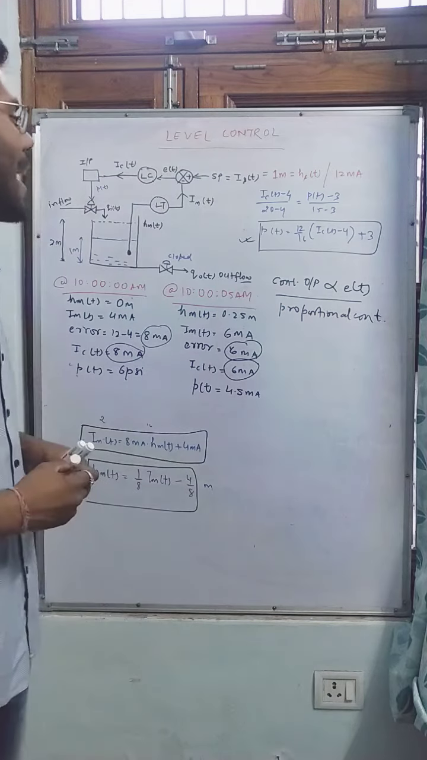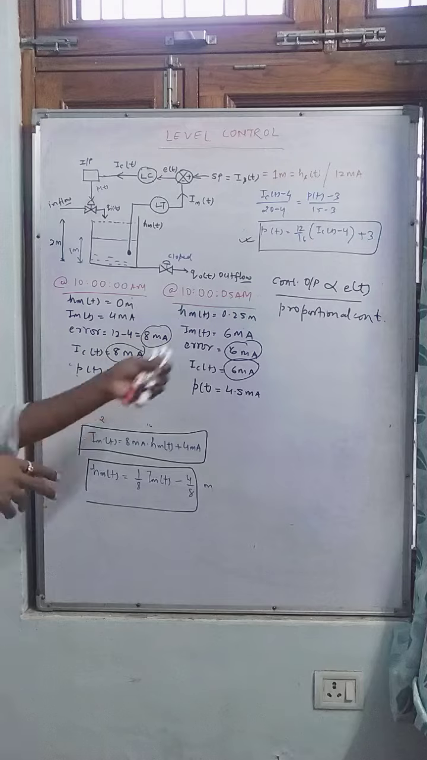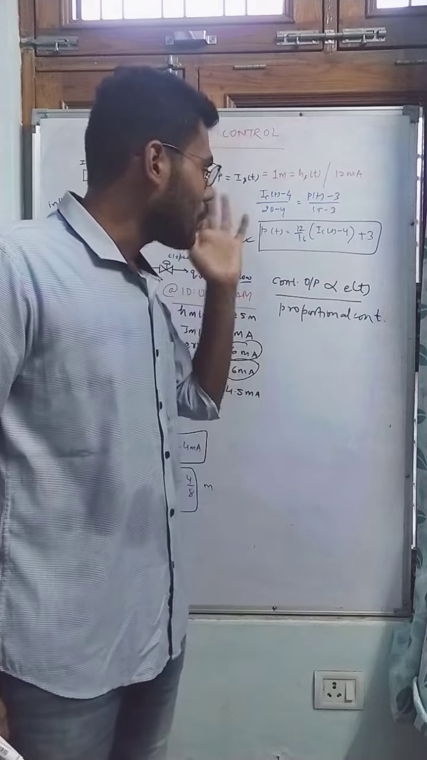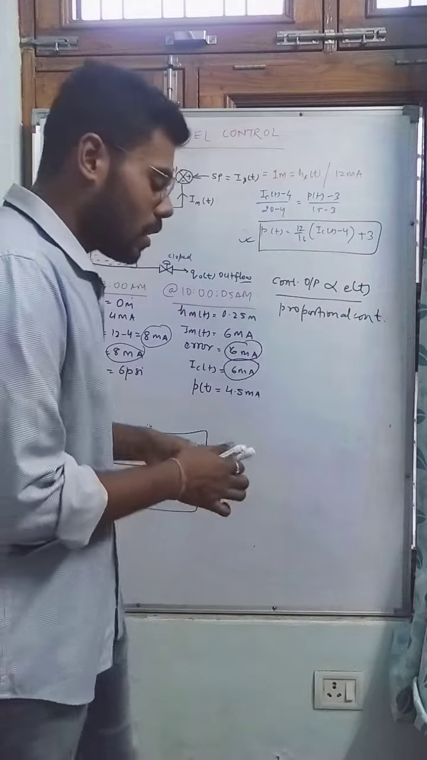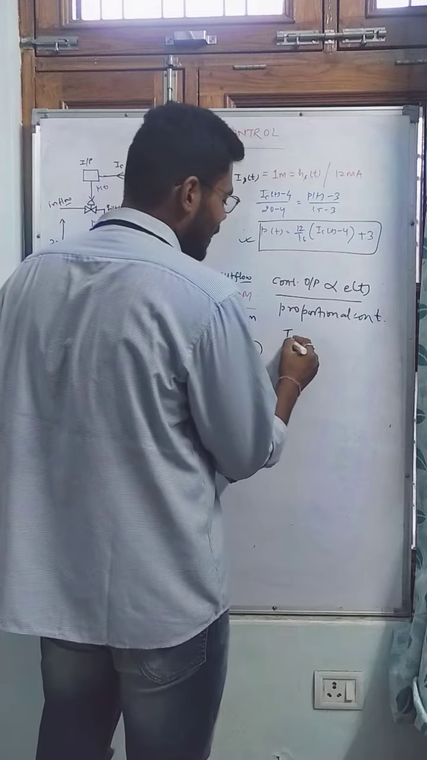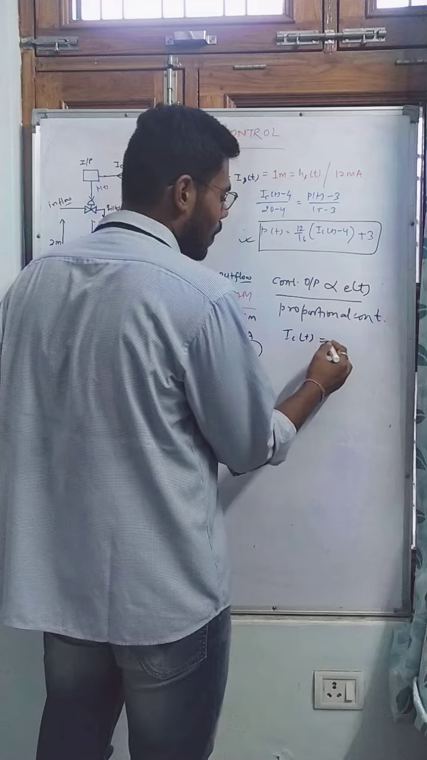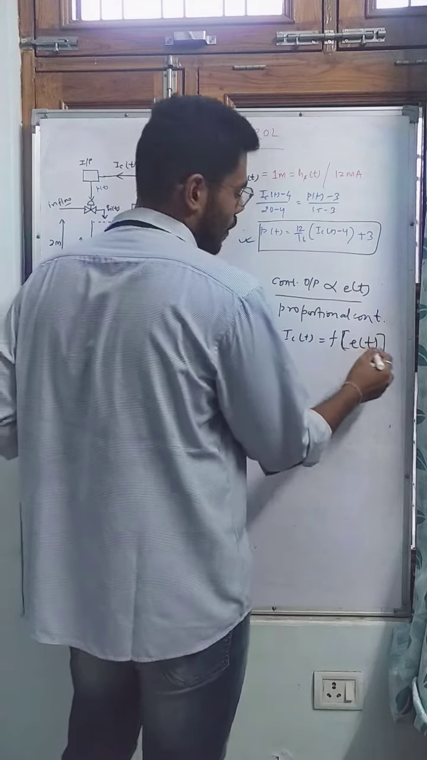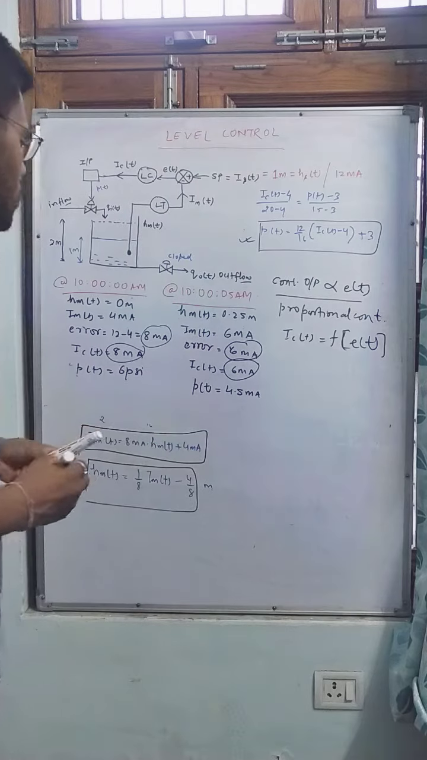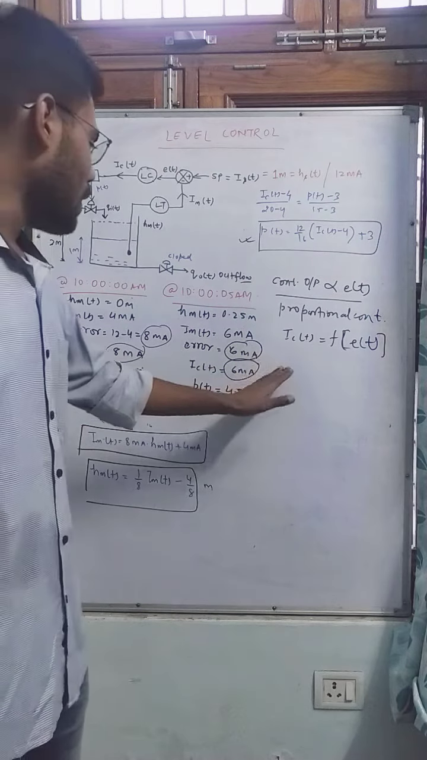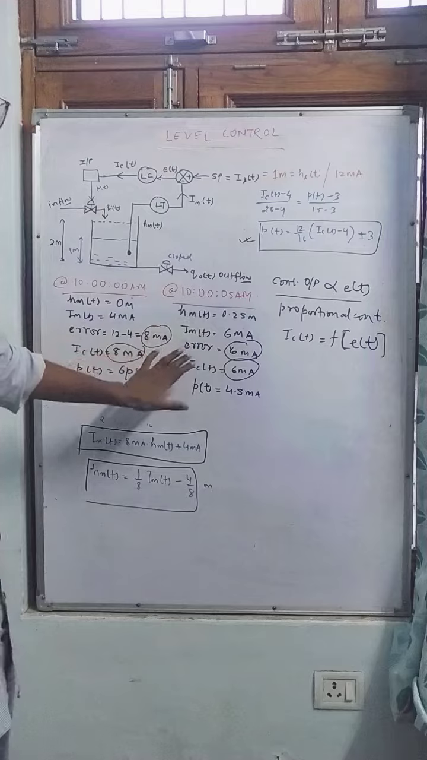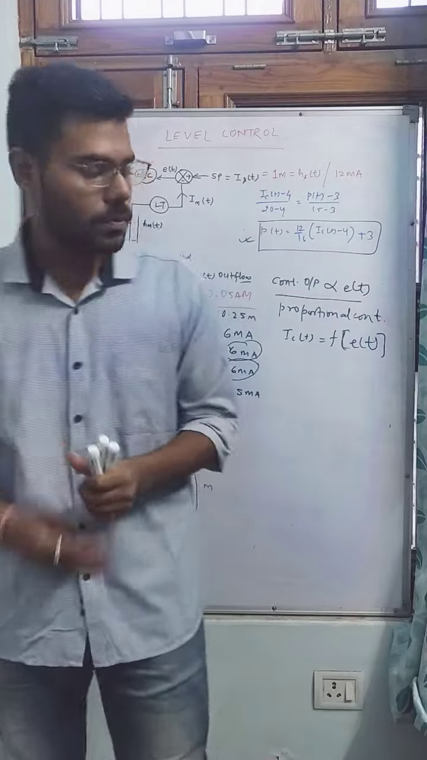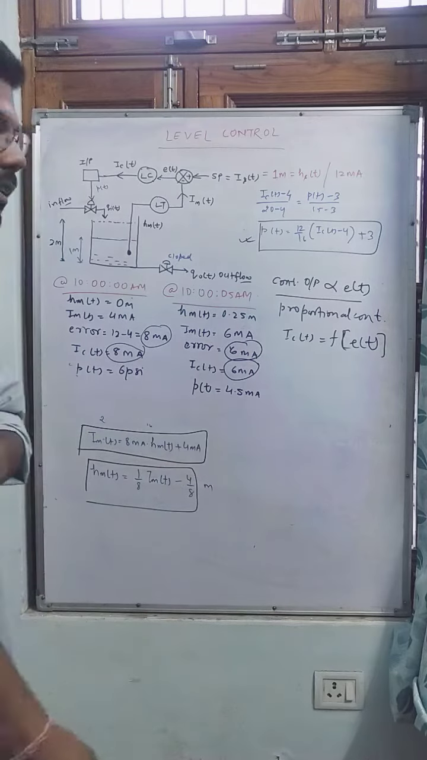Because the controller is acting directly proportional to the error. The function of the controller is directly proportional to the error generated. That means controller output, that is ICT, is a function of error. Yes or no? So till now what we have observed is that the controller is acting according to the error signal generated. Yes or no? Note it down, then we will move further.